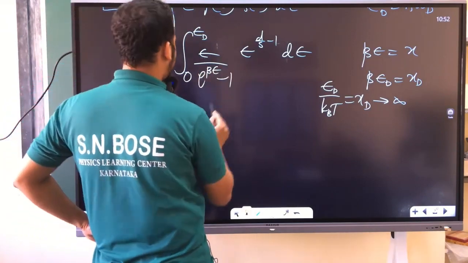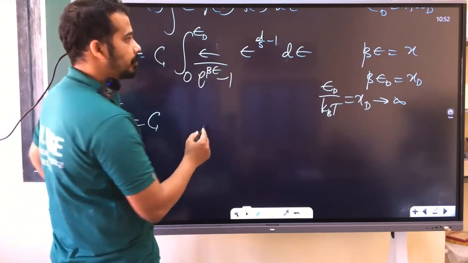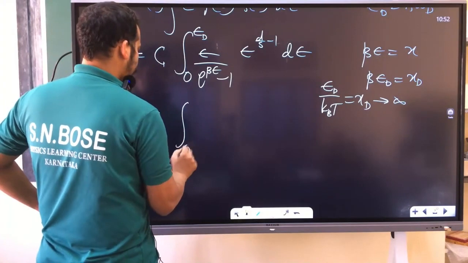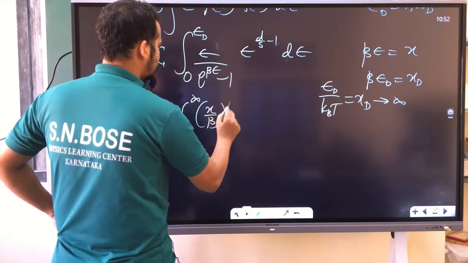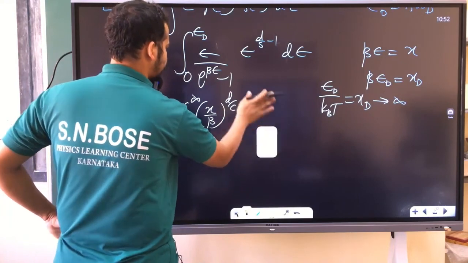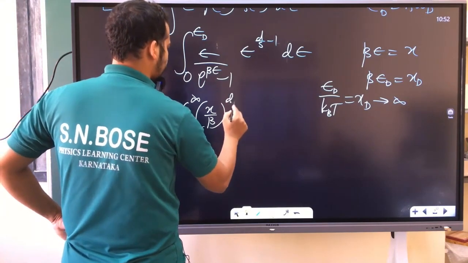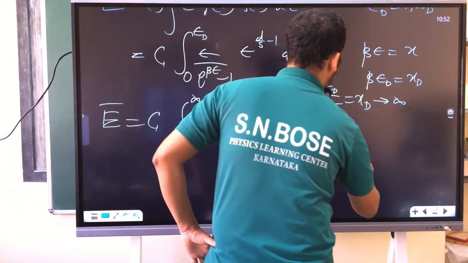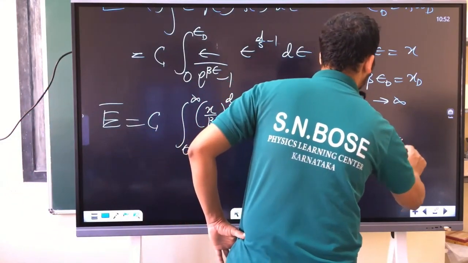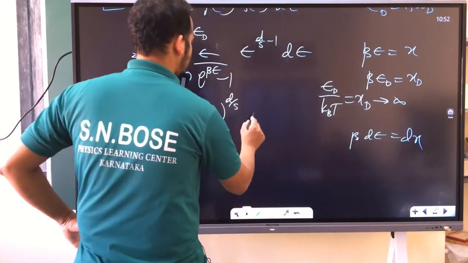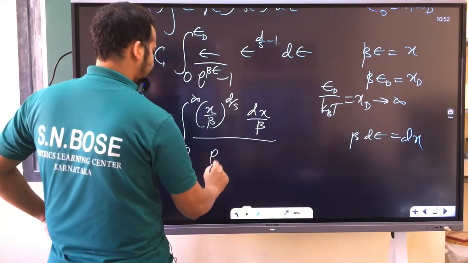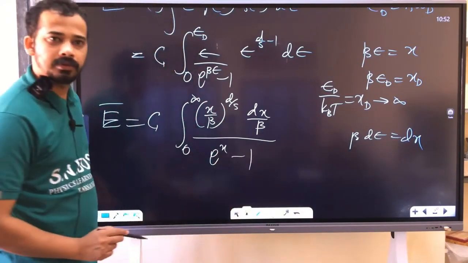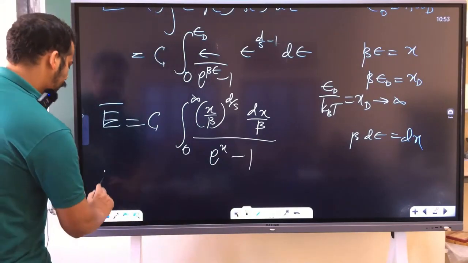E into e power d by s, I can write e power d by s, am I right? Because that will become 0 to infinity x by beta power d by s. Then beta de is equal to dx. D is equal to dx by beta divided by e power x minus 1. Isn't it? What happened? Average energy.